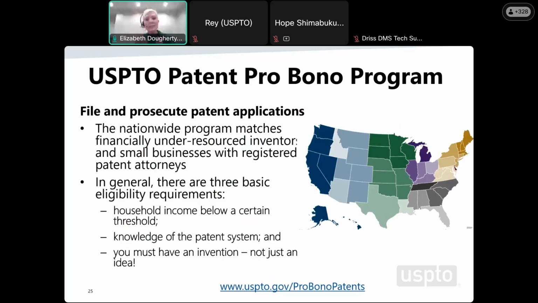There are a limited number of attorneys participating in the program, and a limited number of opportunities for pro bono assistance. So we want them to truly be for that inventor, innovator who is looking to start a small business and grow an industry out of their patented technology. Next slide, please.